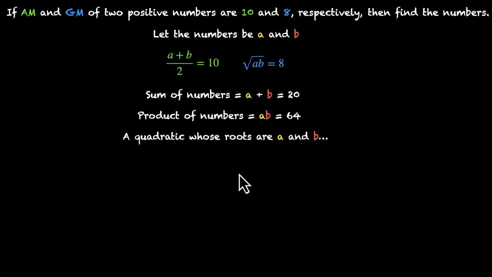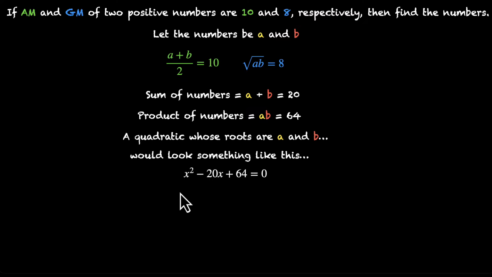Let's assume that these two are actually the roots of a quadratic equation. What will that quadratic equation look like? Well, it will look something like this: x square minus 20x plus 64. 20 is the sum of roots and 64 is the product of roots. And now we can solve this equation to get the values of A and B.